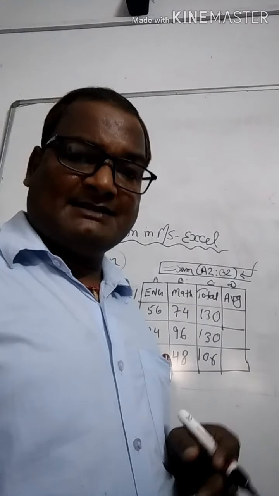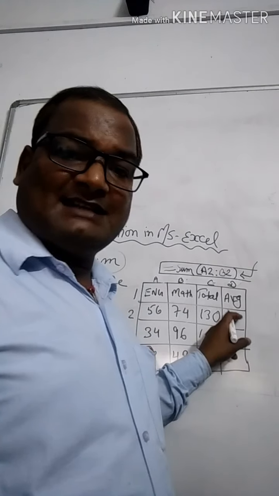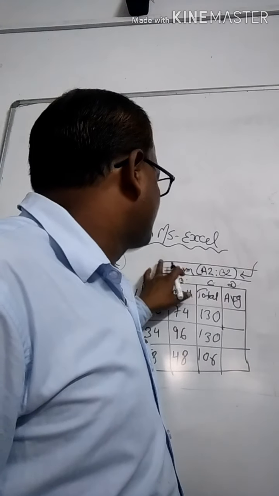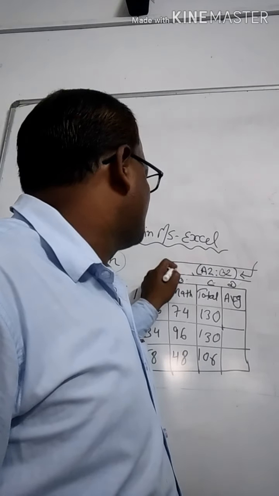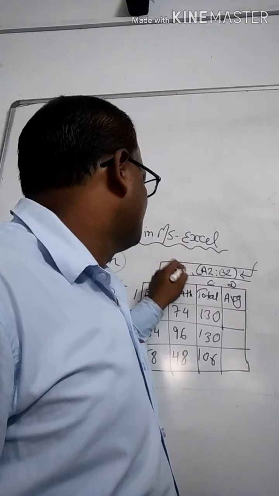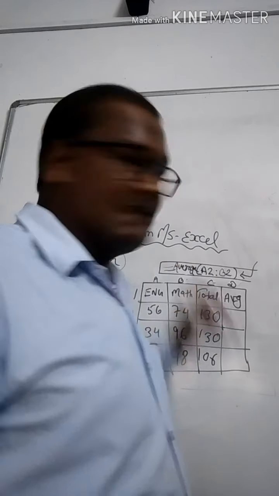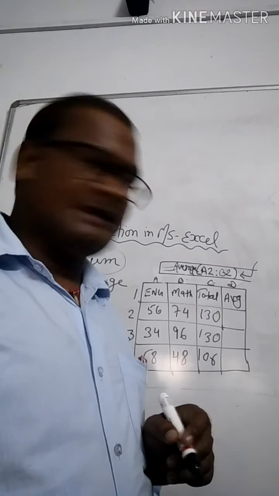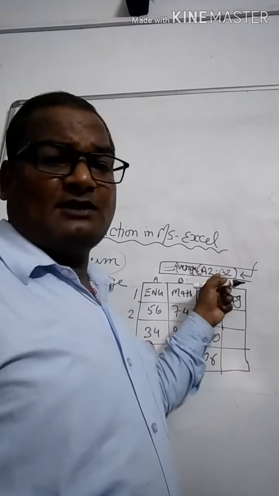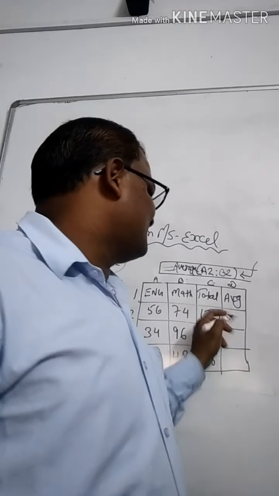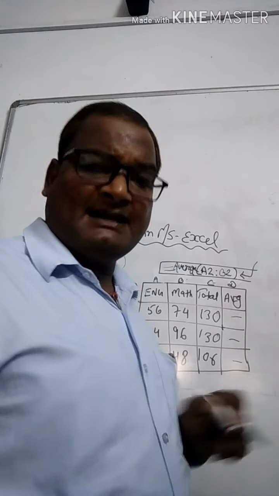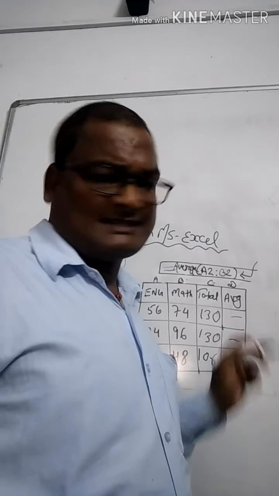How do we find the average? Just click the mouse here, and instead of sum you write AVERAGE, A-V-E-R-A-G-E. Average A2 colon B2. Whatever the average is will appear on your screen.